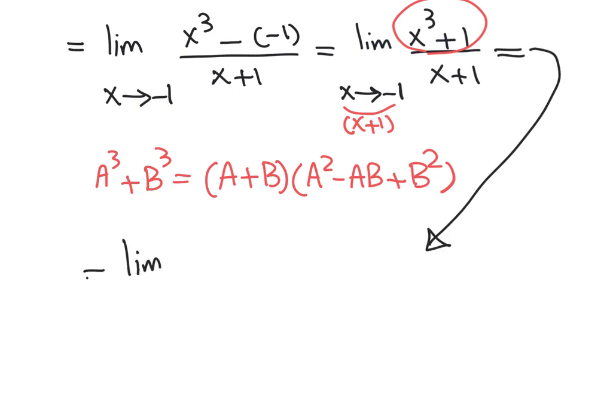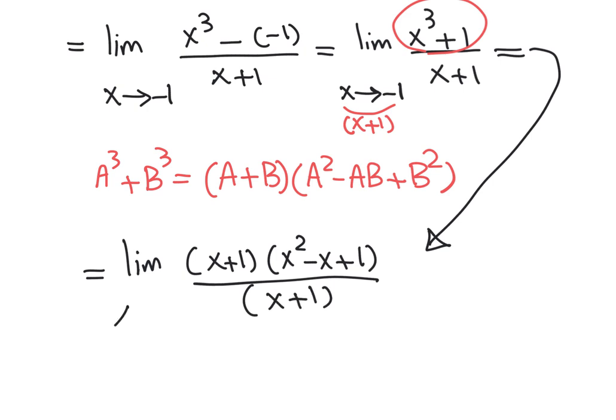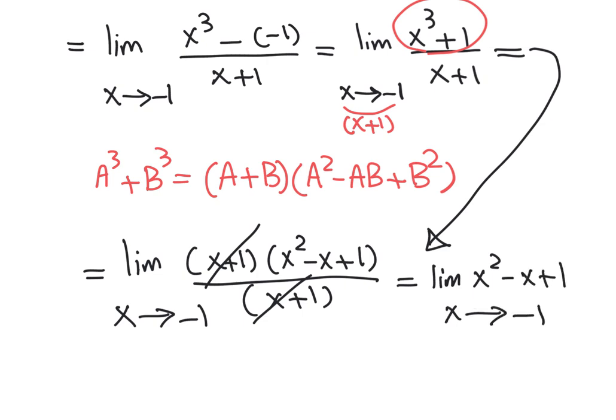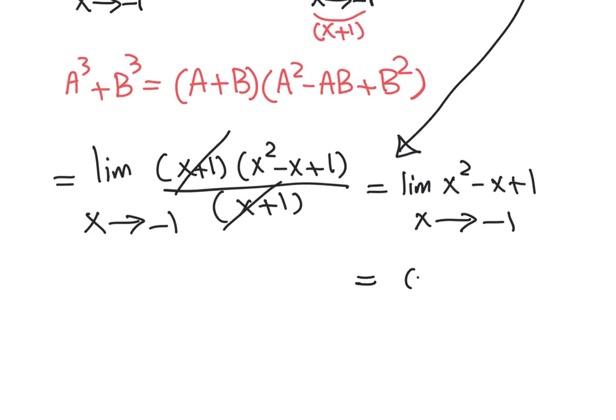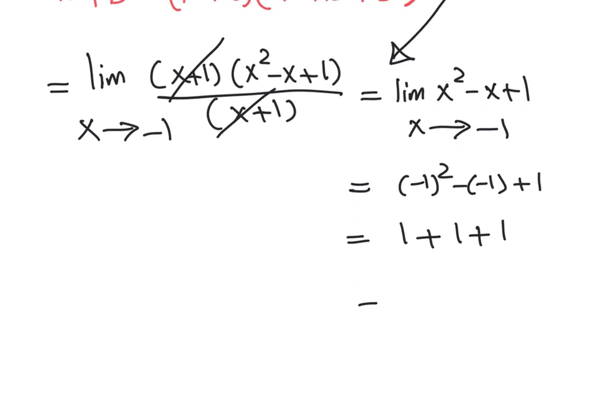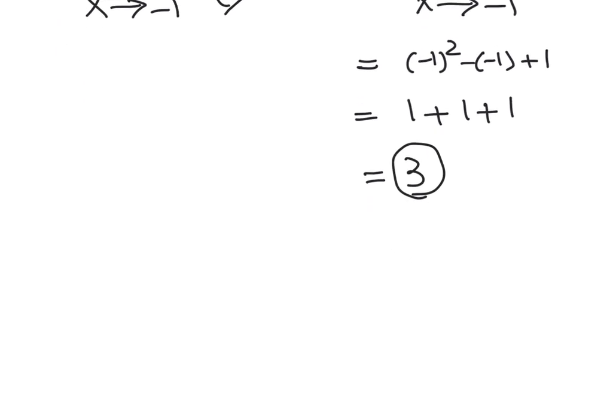The numerator gives the limit of x plus 1 times x squared minus x plus 1 over x plus 1 as x goes to -1. You can cancel x plus 1 by x plus 1, so it equals the limit of x squared minus x plus 1 as x goes to -1, which equals -1 squared minus -1 plus 1, which equals 1 plus 1 plus 1, which equals 3. So f prime at -1 equals 3.